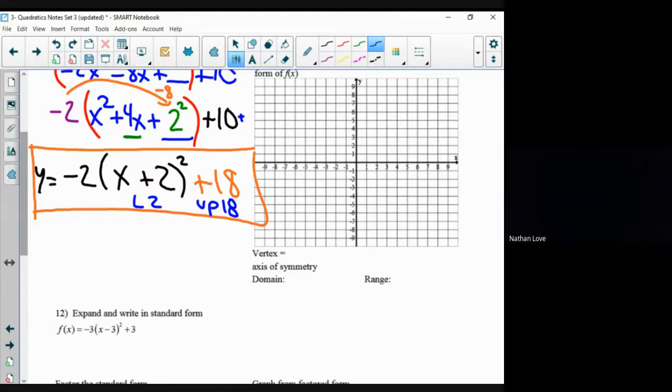Now, over here, again, if there's a negative all the way to the left, that is a reflection over the x-axis. So you guys need to put a reflection over the x-axis on the left side. The 2 is a vertical stretch of 2.